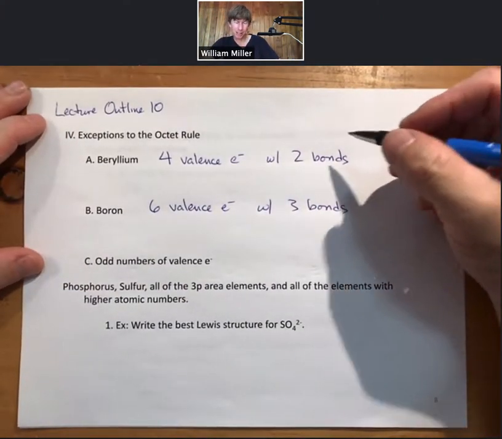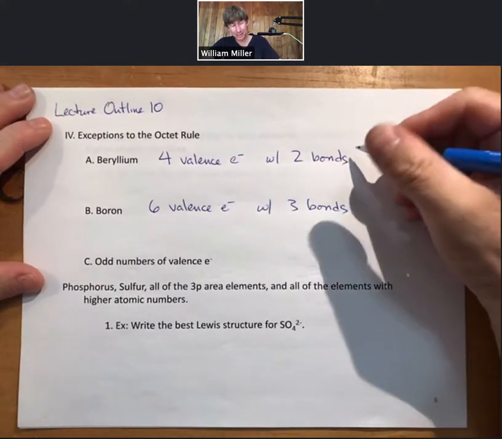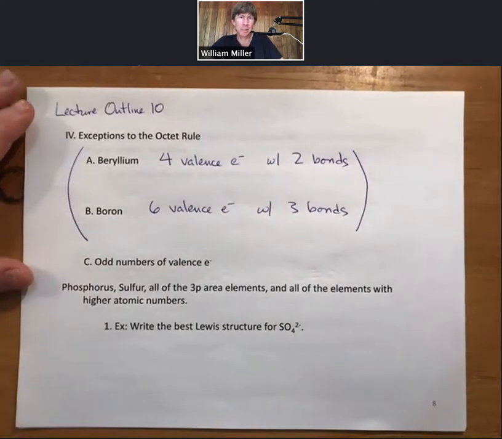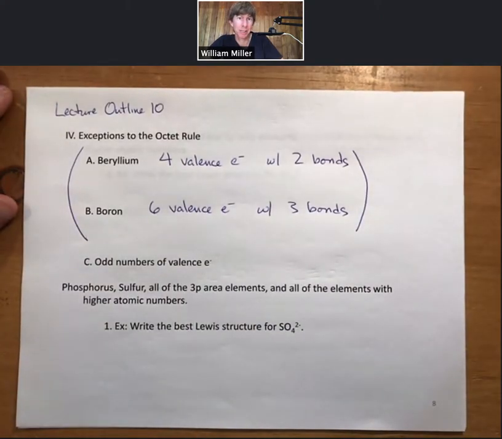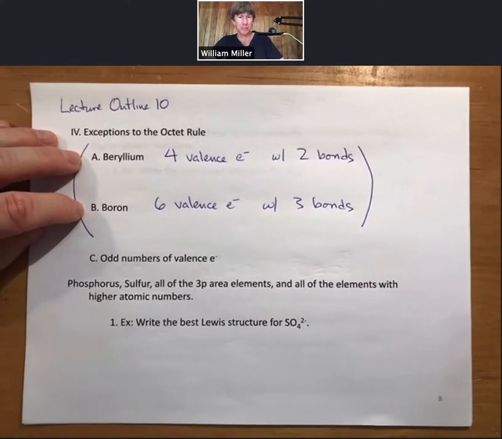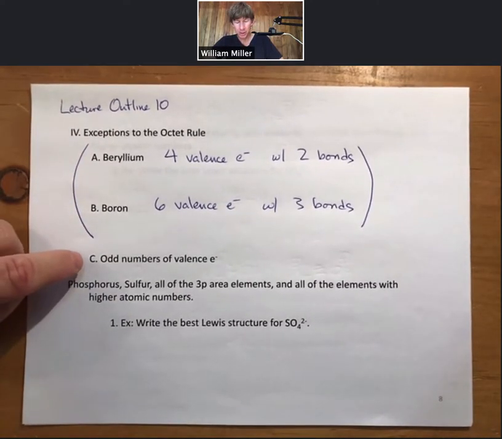These are cases that I'm going to put in parentheses because you are not expected to know that these are exceptions. But in future lectures, we will do examples because there are some simple and really nice examples using these two facts. So I just want you to be aware of them. You don't have to really memorize them. Third, odd numbers of valence electrons.